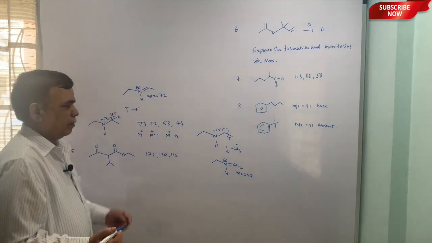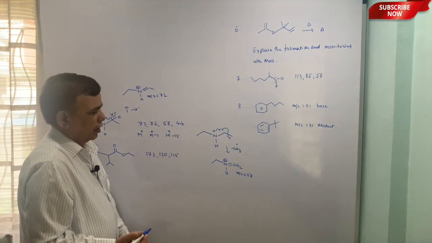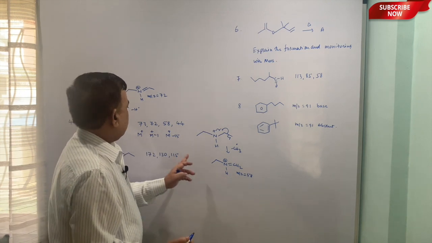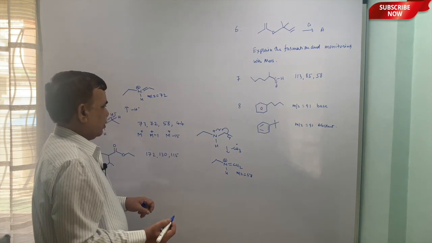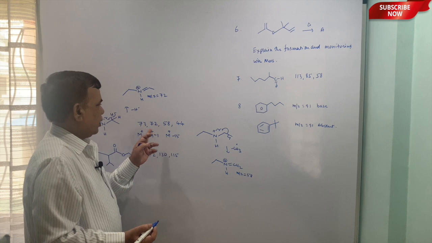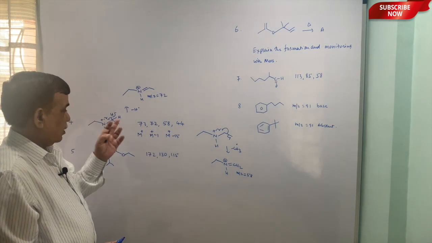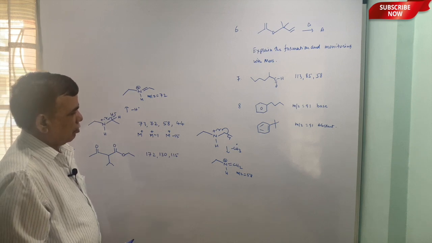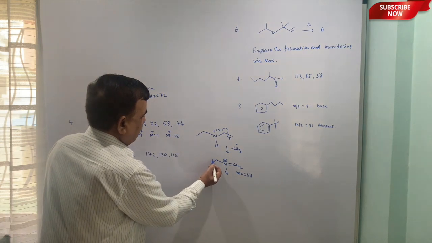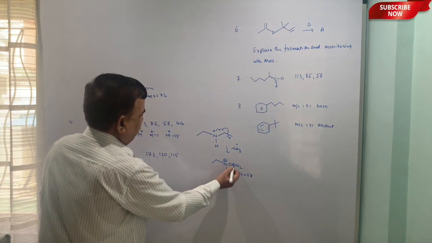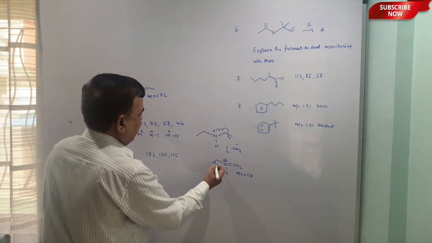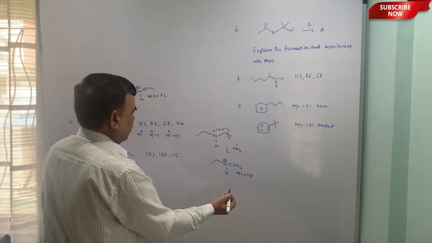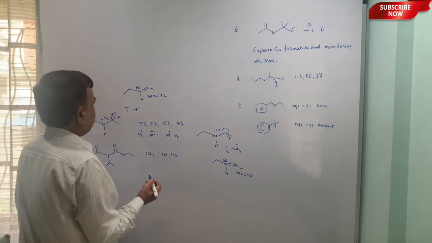58, right? And then another step is you have to get the peak around 44. So 44 is where you are losing 29. Once I lose methyl from here, then you have to check the mass of that. So 58 minus 15, but that will be 43, not 44. So 44 we have to construct.